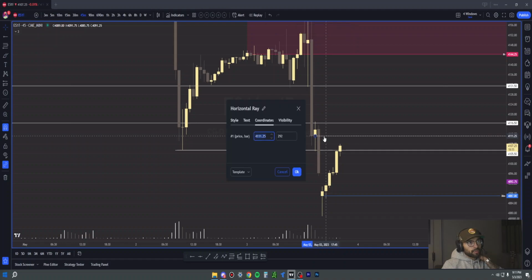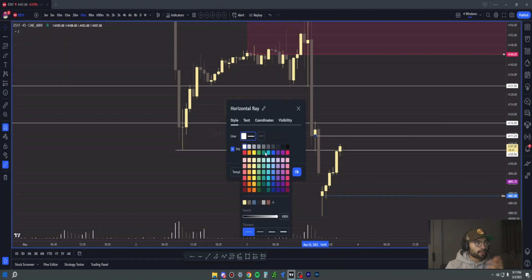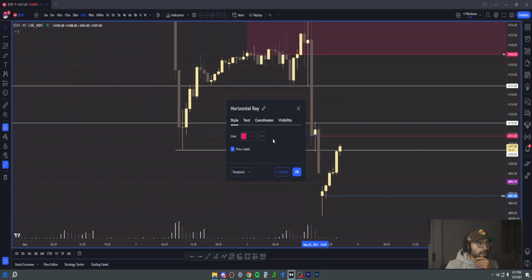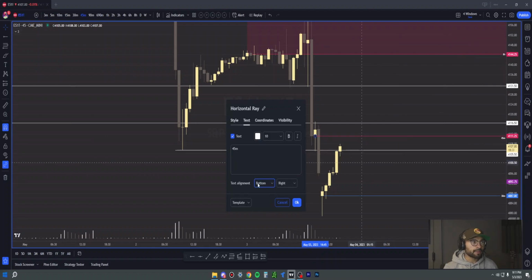You double click it or right click, go into the style, and pick whatever color you want. For example, I want it red. Then the text is where you type it, so this is a 45-minute. You could put it in the middle, at the top right, or at the bottom. I just like the way the middle looks. It just looks nice.